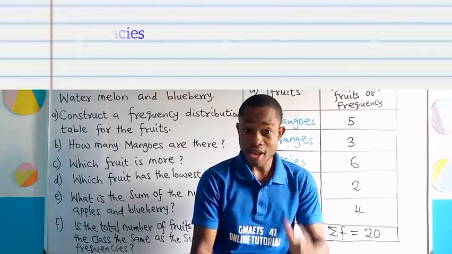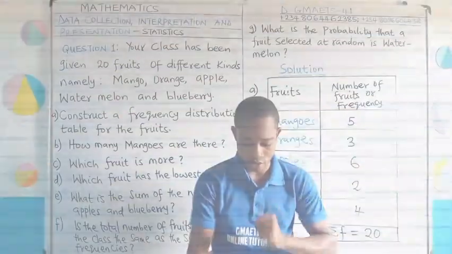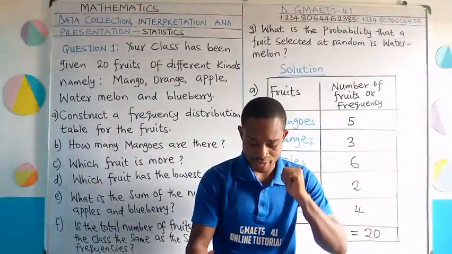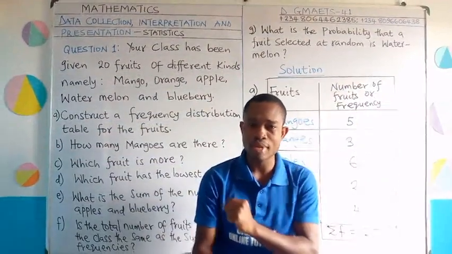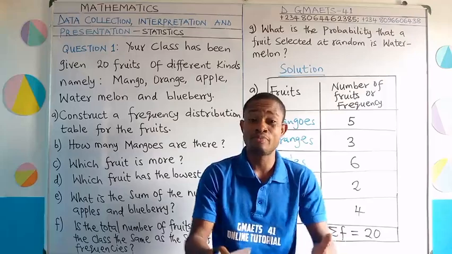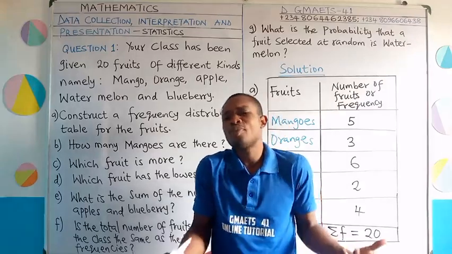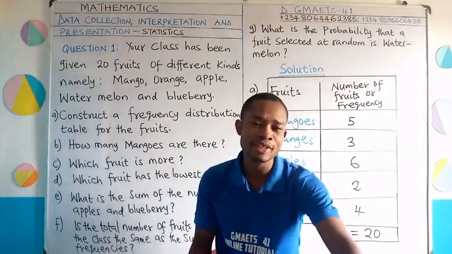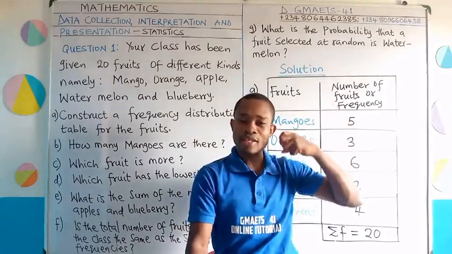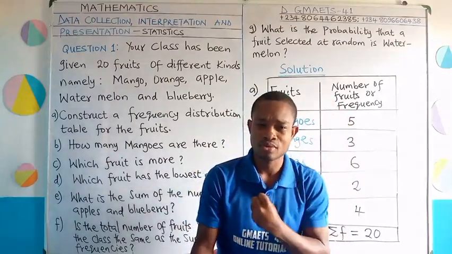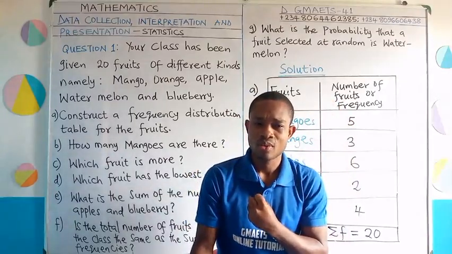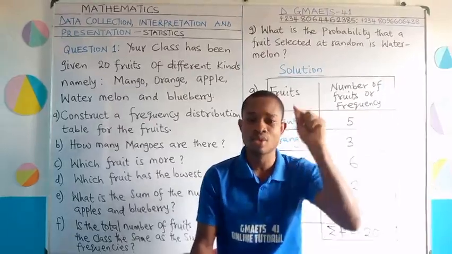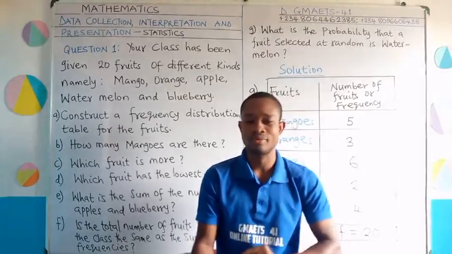Alright, then the last thing that he asked me to do. What is the probability that a fruit selected at random is watermelon? In the fruit bag that I brought to the class, if I put my hand into the fruit bag and bring out a fruit, what possibility is there that the fruit I brought out is watermelon?